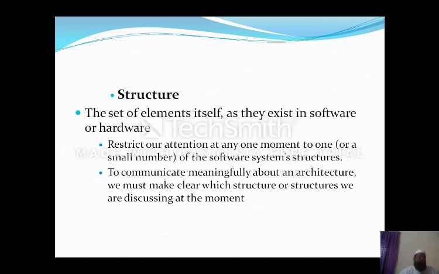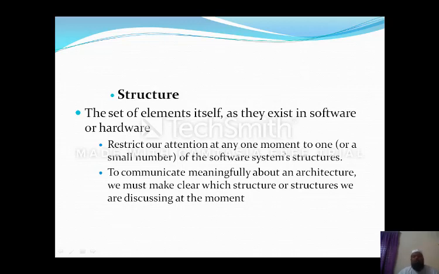Now structure. Before developing this, it is mandatory to know what type of structure we are going to develop for the architecture. It is a set of elements as they exist in software or hardware. Whatever elements we are going to see is nothing but a structure. If I want to enter into a home, I need to know the structure. Is it 2 BHK or 1 BHK? Then only I can understand that yes, it is 1 BHK or 2 BHK.